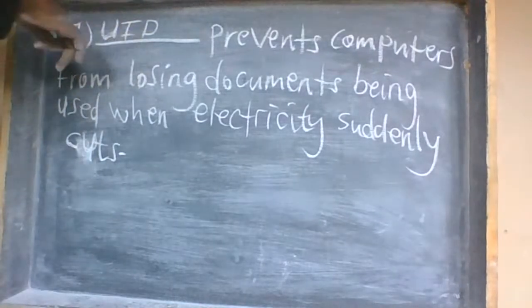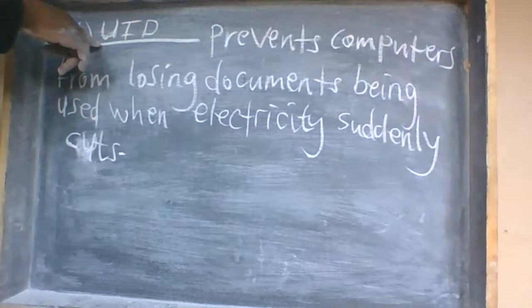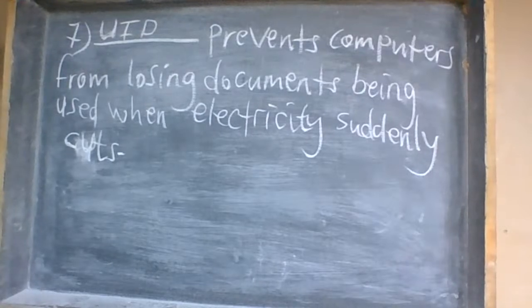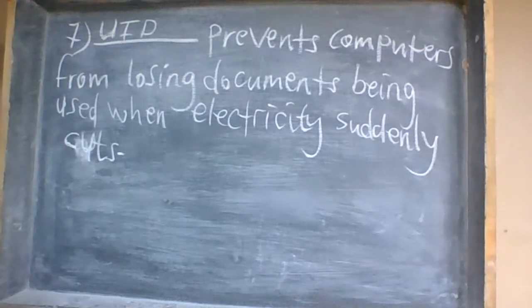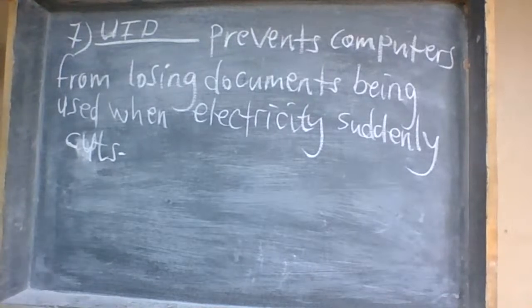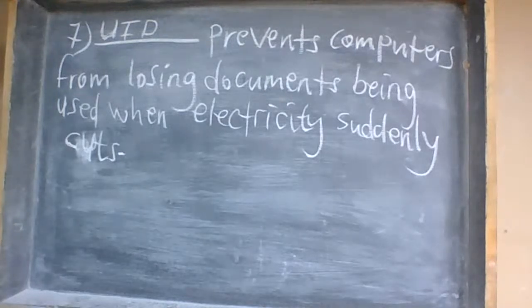This is just the short abbreviation of interruptible power device. This interruptible power device is used to prevent you from losing the document you are currently working on, so that when the computer suddenly switches off, you do not lose the document that you were working on.